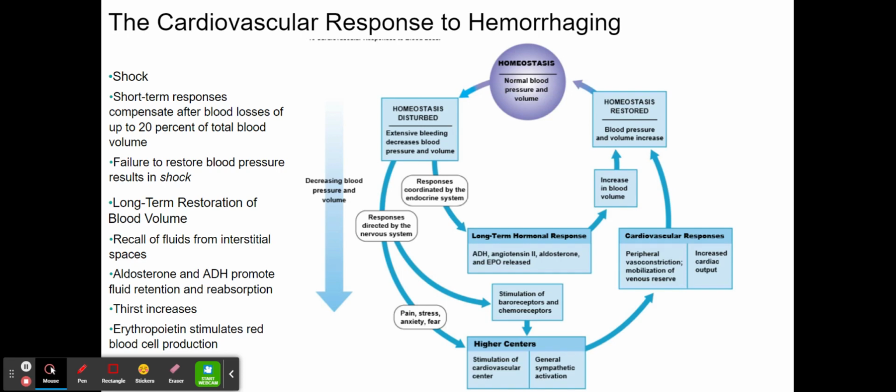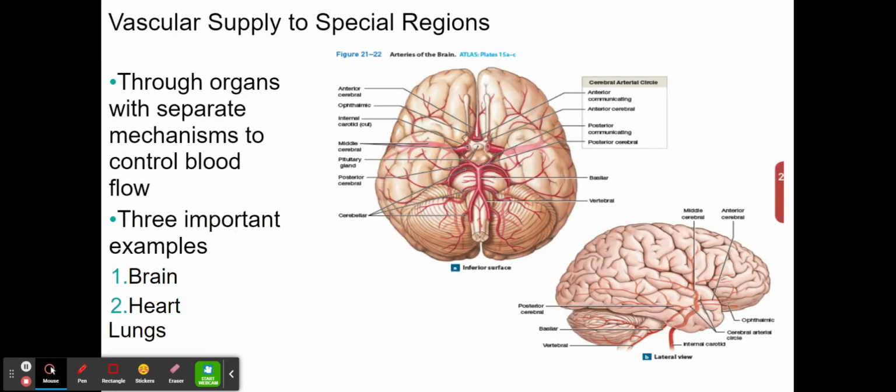So this is one of the reasons that a lot of times EPO is given synthetically as Epogen in ICU situations. The vasoconstriction that takes place in response to a decrease in blood pressure or an increase in carbon dioxide levels affects many tissues and organs at the same time. The term special circulation refers to the vascular supply through organs in which blood flow is controlled by separate mechanisms. So let's consider three important examples: the blood flow to the brain, the heart, and then to the lungs.